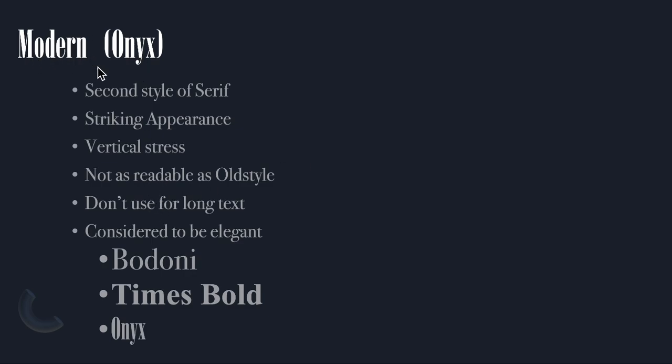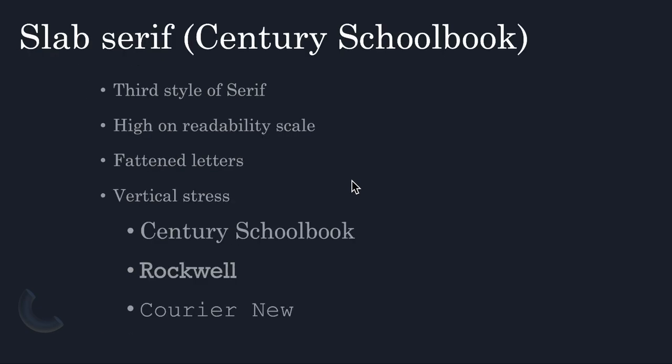So that's Onyx up here, then we have Bodoni, Times Bold, and again Onyx. So those are examples. Third type of serif is the slab serif. And here I have Century School Book is what I've written slab serif in. So this is a third type, and this is also high on the readability scale. So similar to the first type that we saw, if you're going to have a lot of text, this is a good one to use.